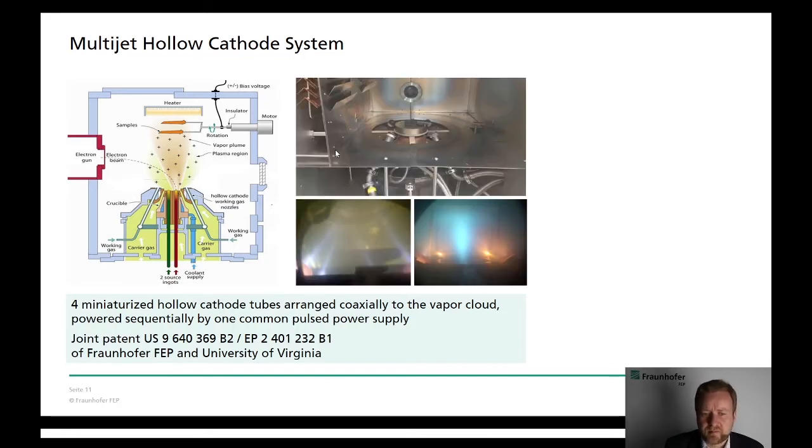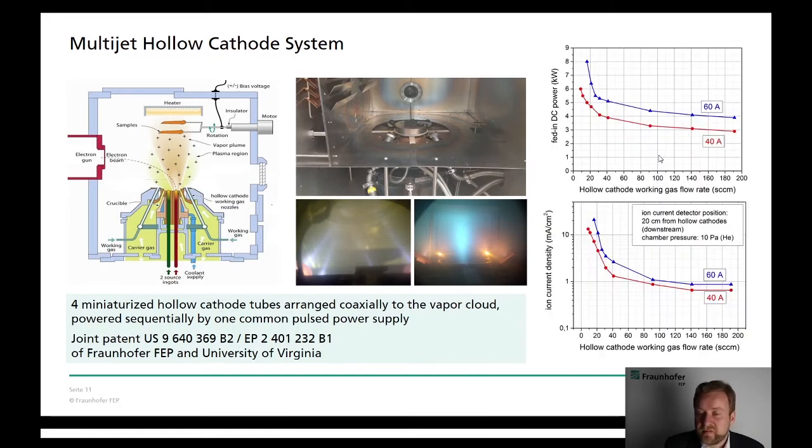Here we see some pictures. On top, there's the crucible with the 4 hollow-cathodes. Here we see the 4 plasma columns generated by the 4 hollow-cathodes, which are again pulsed by a common power supply. And in case we start evaporation, we see the activated vapor in the middle. We have the same behavior as we have seen in the previous configurations.